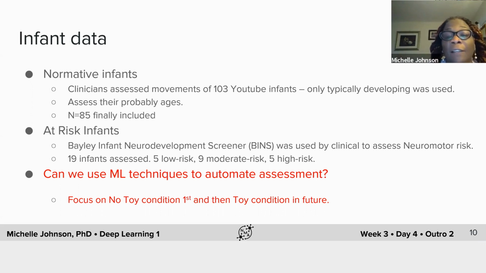So our focus is on the no toy condition first, because that's clearly easier than the toy condition, and that we hope to do in the future.